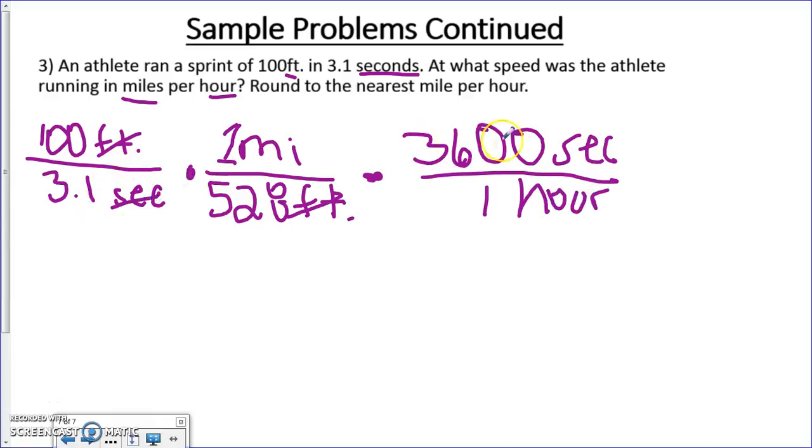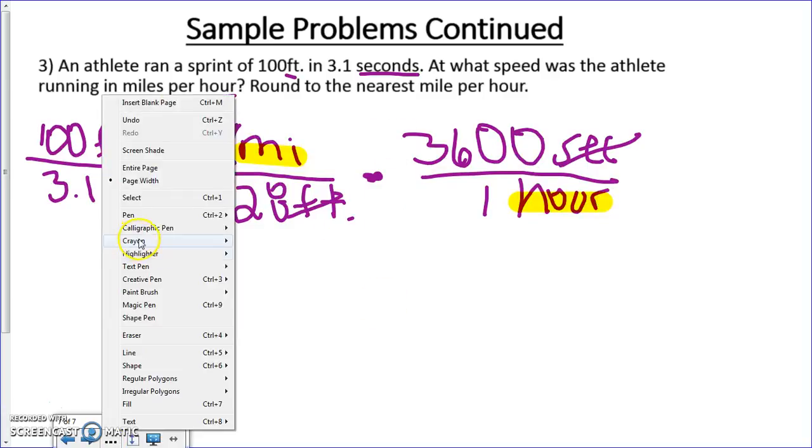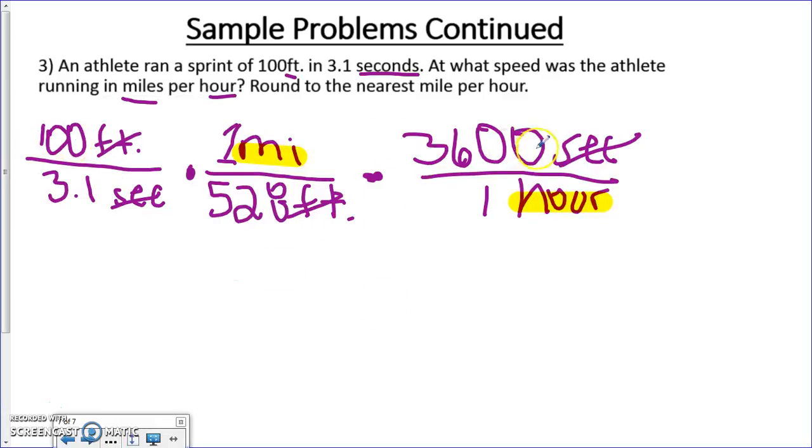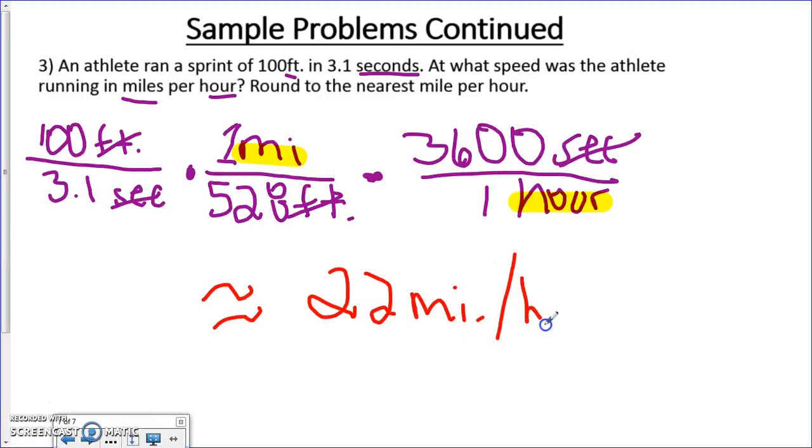So you can cross out the word seconds. We have our desired units, miles per hour in the appropriate areas. And if you multiply across and divide, you are going to get roughly 22 miles per hour. Because remember, they said round to the nearest mile per hour.